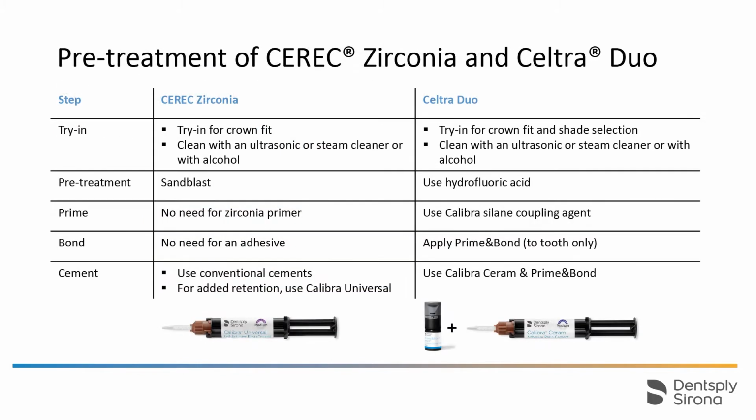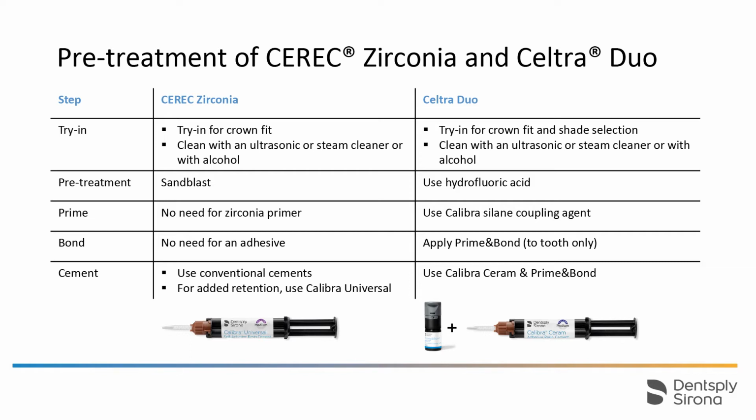This table once again shows an overview of what has been learned. Celtra Duo, a silicate or glass ceramic, should be etched, silanized, and adhesively luted. Sandblasting is suitable for Cerec zirconia, an oxide ceramic. Because of its high flexural strength, adhesive is not required for luting. In this case, Dentsply Sirona recommends Calibra Universal.